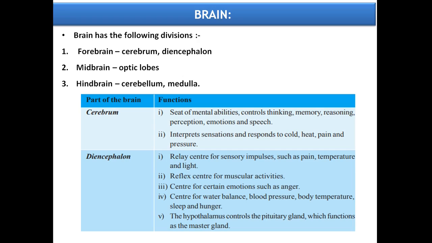Coming to the forebrain, it is divided into cerebrum and diencephalon. The cerebrum consists of 2 lobes called cerebral hemispheres. The surface of the cerebrum has many folds. They appear as elevations, that is gyri, and depressions, that is sulci. Sulci are very prominent and divide each hemisphere into 4 lobes called frontal lobe, parietal lobe, temporal lobe and occipital lobe.